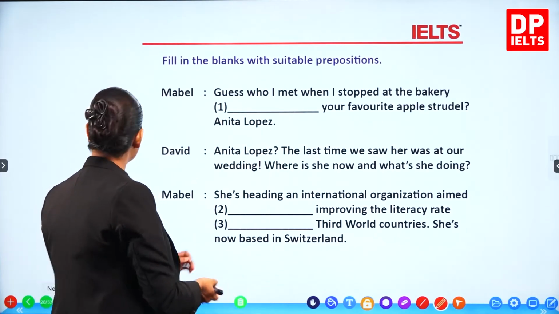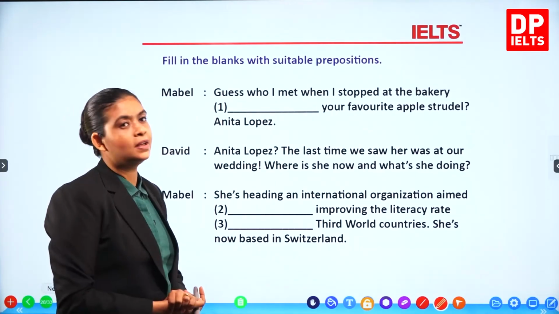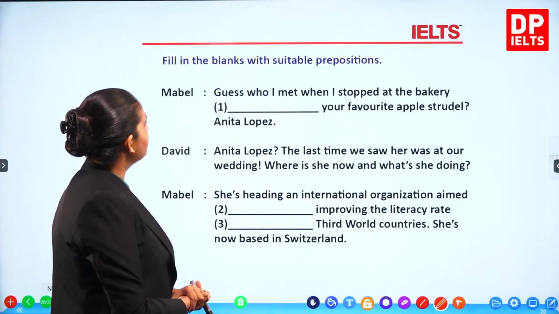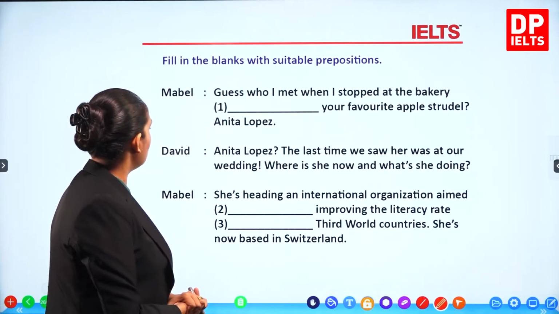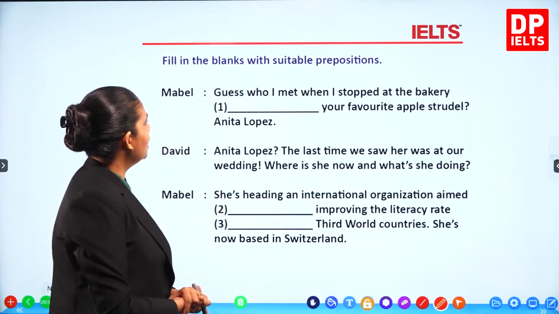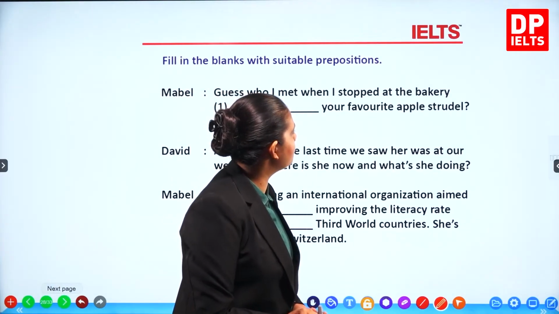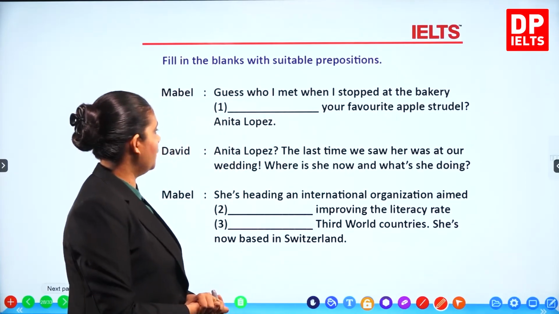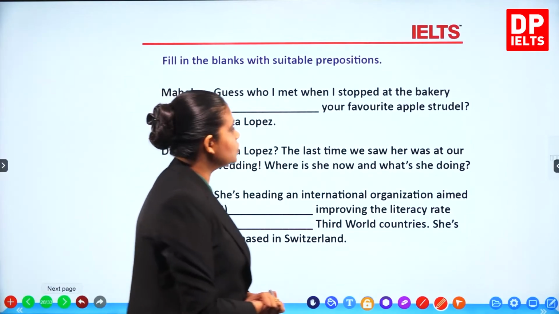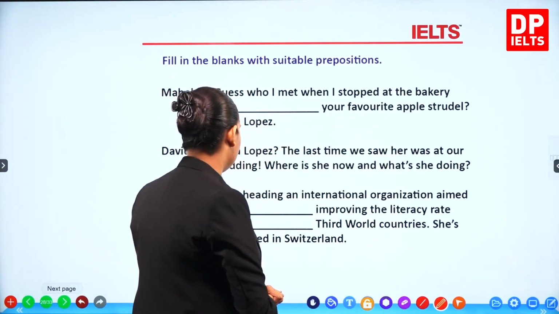Right. So moving on, fill in the blanks with suitable prepositions. Now here, guess who I met? There's a conversation between Mabel and David. Guess who I met when I stopped at the bakery? Your favorite apple strudel, Anita Lopez. Anita Lopez? The last time we saw her was at our wedding. Where is she now and what's she doing?